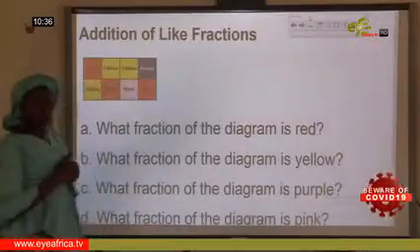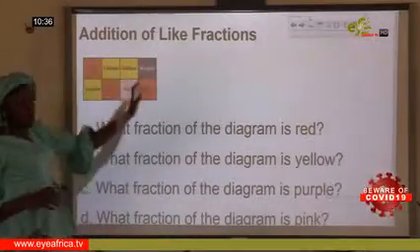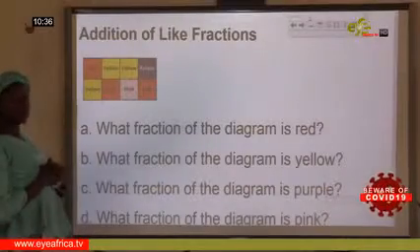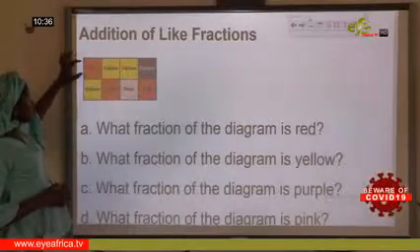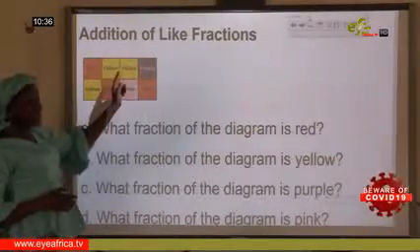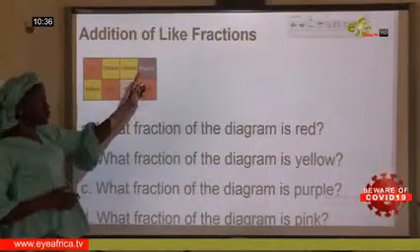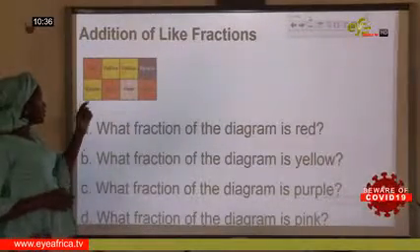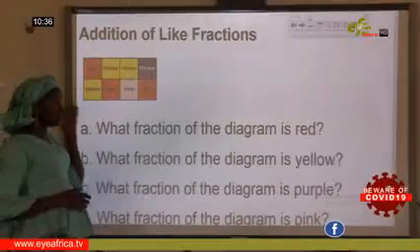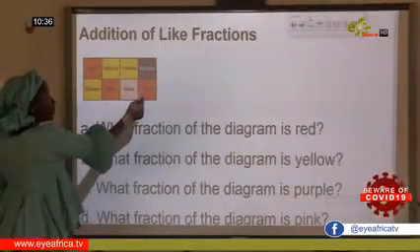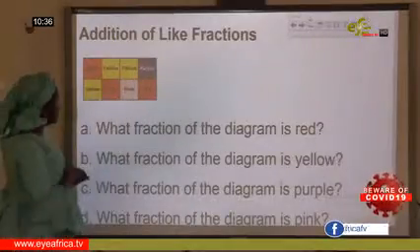Let me repeat it for those listening. It is a whole which is divided into 8 equal parts. The first portion is colored red, the second one yellow, the third one yellow, the fourth one purple, the fifth one yellow, the sixth one red, the seventh one pink, and the last one red.